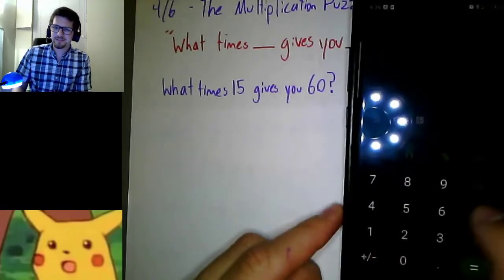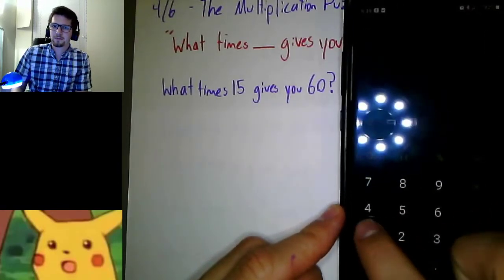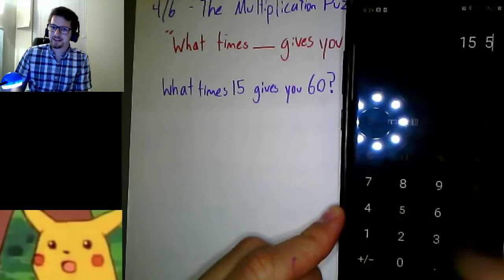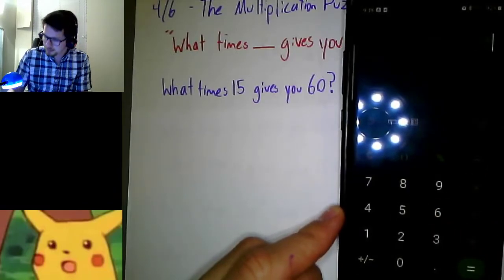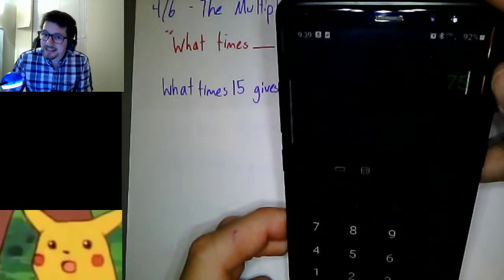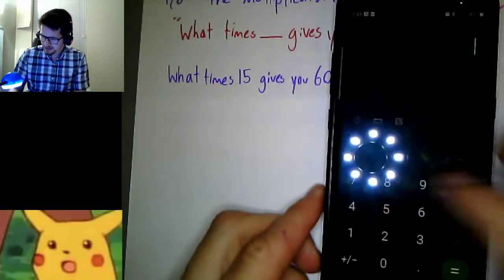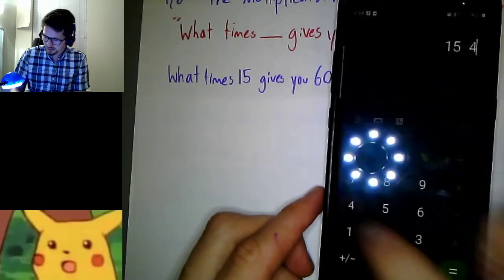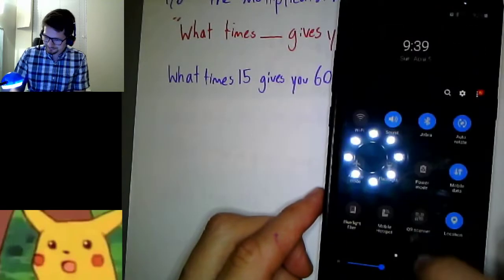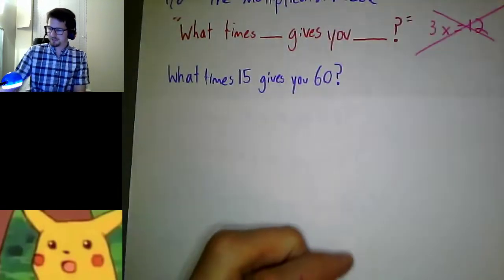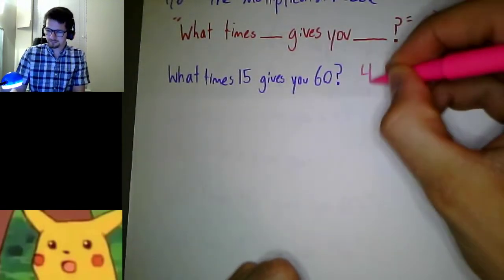So if you say, what times 15 gives me 60? Well, let's try 5. 15 times 5. What would that give me? I got 75, so that's a little too big. So let's go one less. 15 times 4. Hey, there it is, 60. So the answer would be 4. Hooray.